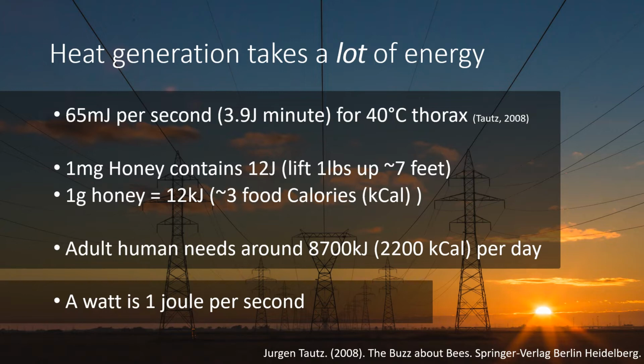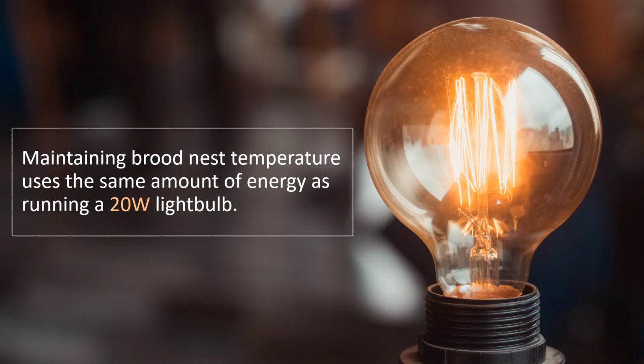Now, when we talk about energy in time, we talk about watts, and 1 joule per second is a watt. So, to put this again in context, we can talk about how the beehive maintaining the brood nest temperature uses about the same amount of energy as running a 20-watt light bulb continuously. And this is in normal conditions, not in a harsh winter cluster or in a summer condition.